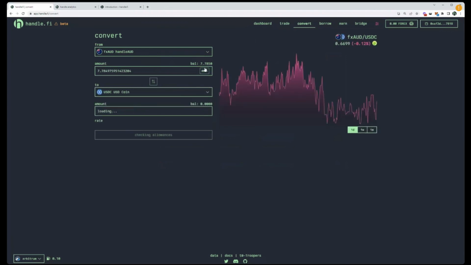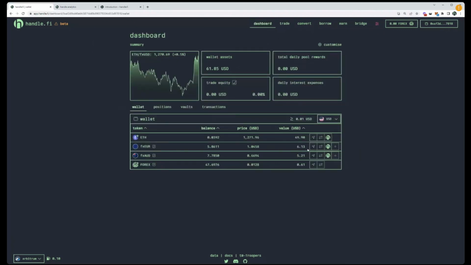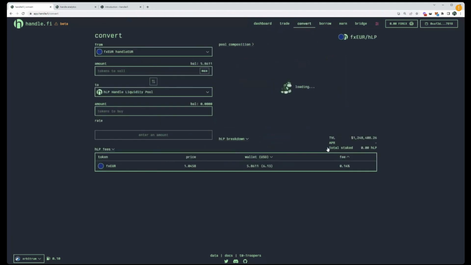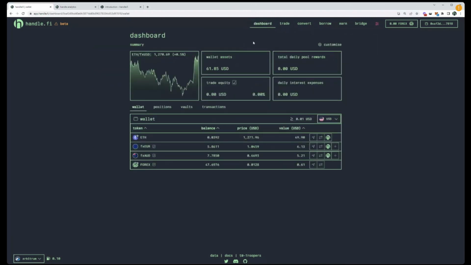Something's very slow today. I'm not quite sure what's going on there, but effectively you can quickly convert at an efficient rate, or again, very easily borrow some euro and contribute that into HLP as a liquidity provider as well. So again, it's all about trying to find ways to add value to participants.